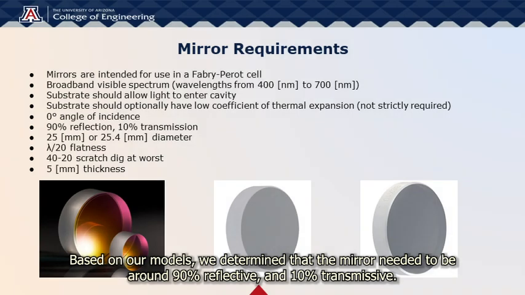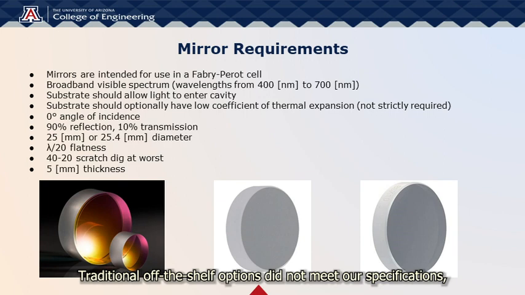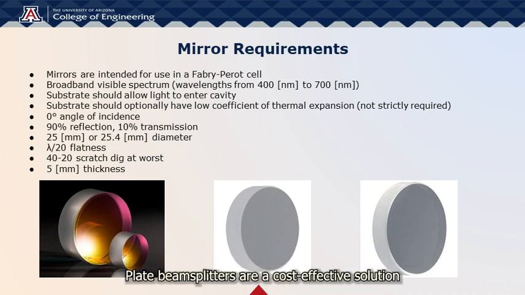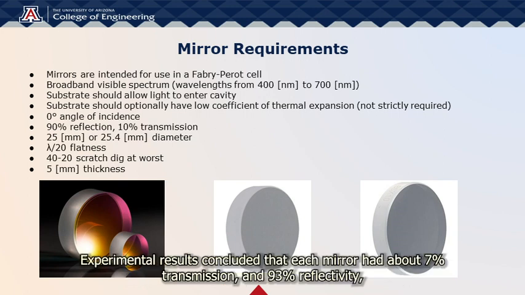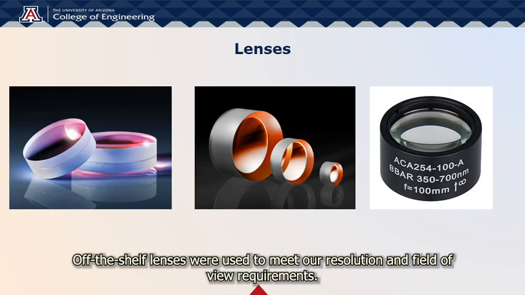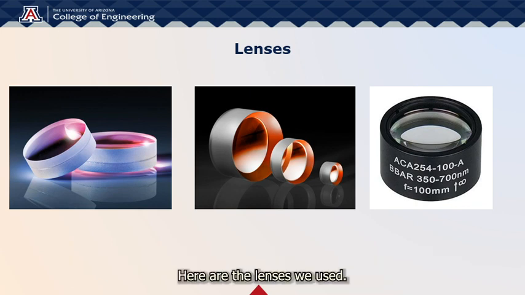Based on our models, we determined that the mirror needed to be around 90% reflective and 10% transmissive. Traditional off-the-shelf options did not meet our specifications, and custom-made options were outside our cost and time budget. Plate beam splitters are a cost-effective solution that could meet our optical specifications in theory. Experimental results concluded that each mirror had about 7% transmission and 93% reflectivity, satisfying our allowable range based on our models. Off-the-shelf lenses were used to meet our resolution and field of view requirements. Here are the lenses we used.